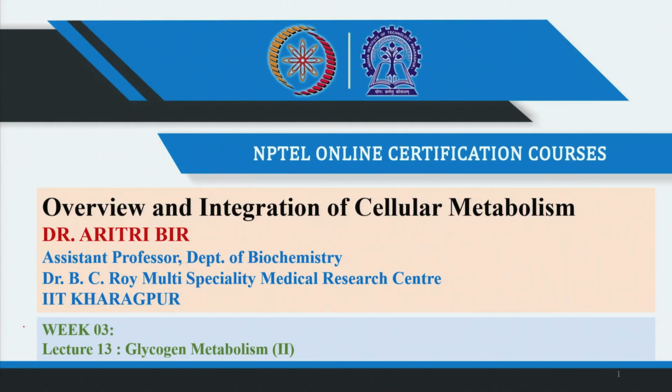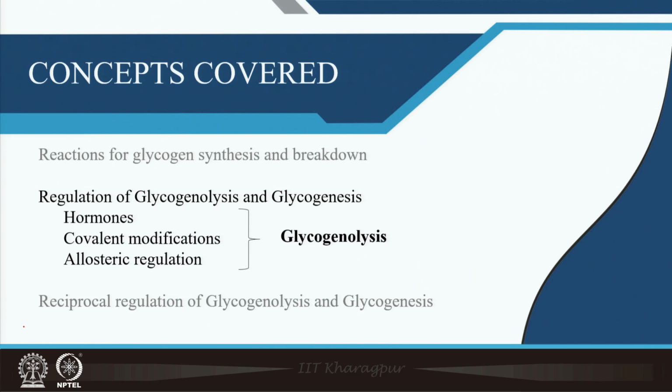We are back with our lecture series on overview and integration of cellular metabolism. We were discussing glycogen metabolism since the last class. We have discussed how glycogen is synthesized, the mechanism, glycogenesis, and also how glycogen is broken down, the mechanism glycogenolysis. In this class, the concepts covered will be the regulation of glycogenolysis and glycogenesis, and how this regulation occurs with the help of different hormones by covalent modifications and allosteric regulation.